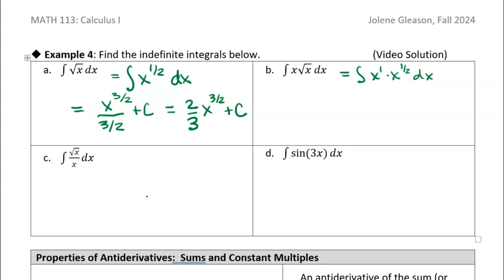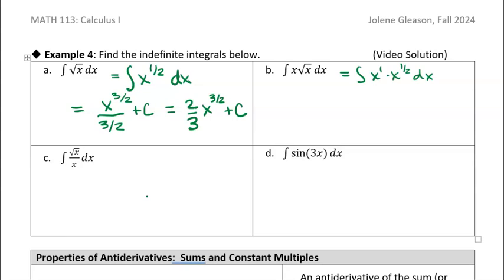There's no product rule, at least that you know of yet, for antiderivatives. You can't just take the antiderivative of each thing and multiply them together. That does not work. Okay, all right, so get that in your head. There's no product rule here.